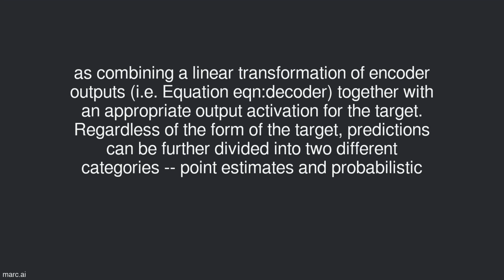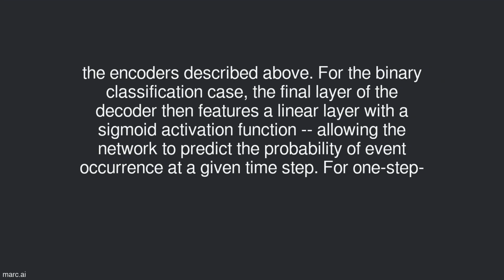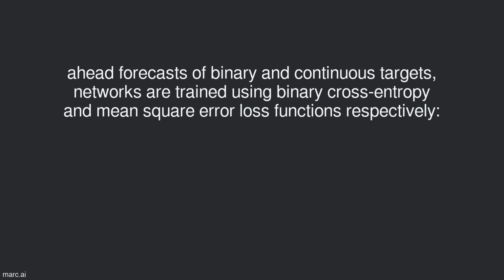Regardless of the form of the target, predictions can be further divided into two different categories: point estimates and probabilistic forecasts. Point estimates. A common approach to forecasting is to determine the expected value of a future target. This essentially involves reformulating the problem to a classification task for discrete outputs, e.g. forecasting future events, and regression task for continuous outputs, using the encoders described above. For the binary classification case, the final layer of the decoder then features a linear layer with a sigmoid activation function, allowing the network to predict the probability of event occurrence at a given time step. For one-step-ahead forecasts of binary and continuous targets, networks are trained using binary cross-entropy and mean-square error loss functions respectively.